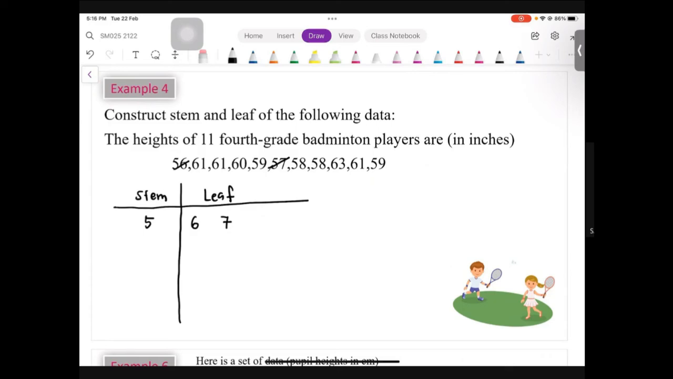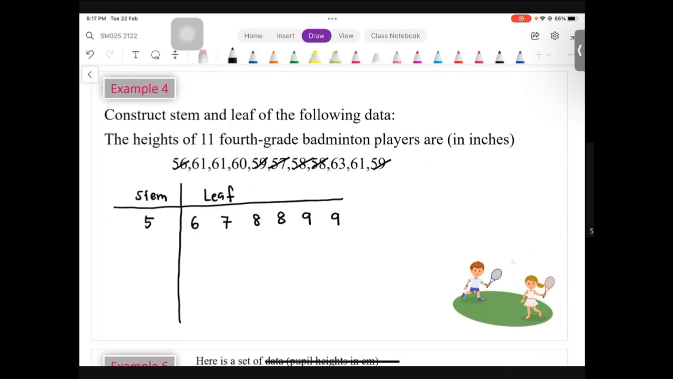And then after 57, we should have 58. Kita ada 2 58 here. So we have 8, 8 as our leaf. And then last one, 59 pun ada twice. So 9, 9. Okay. So that would be for 5.